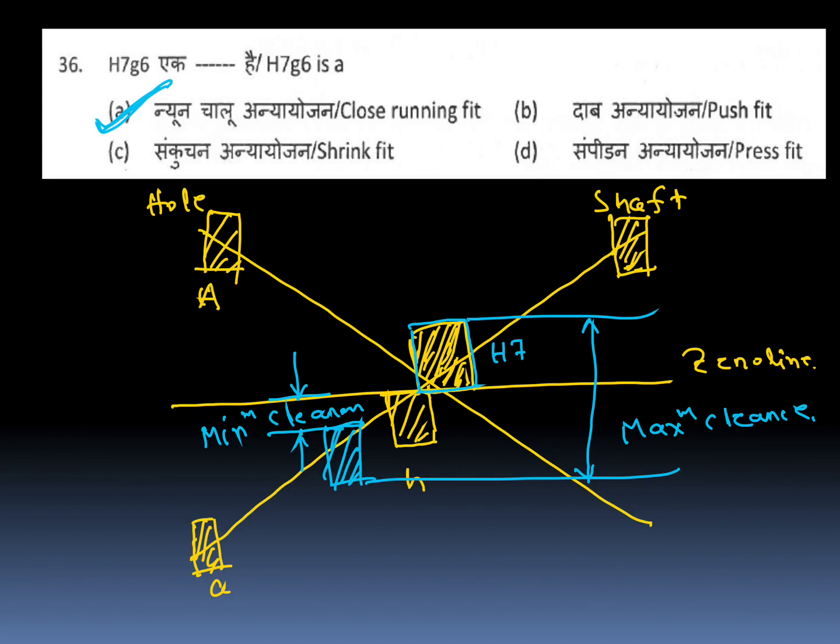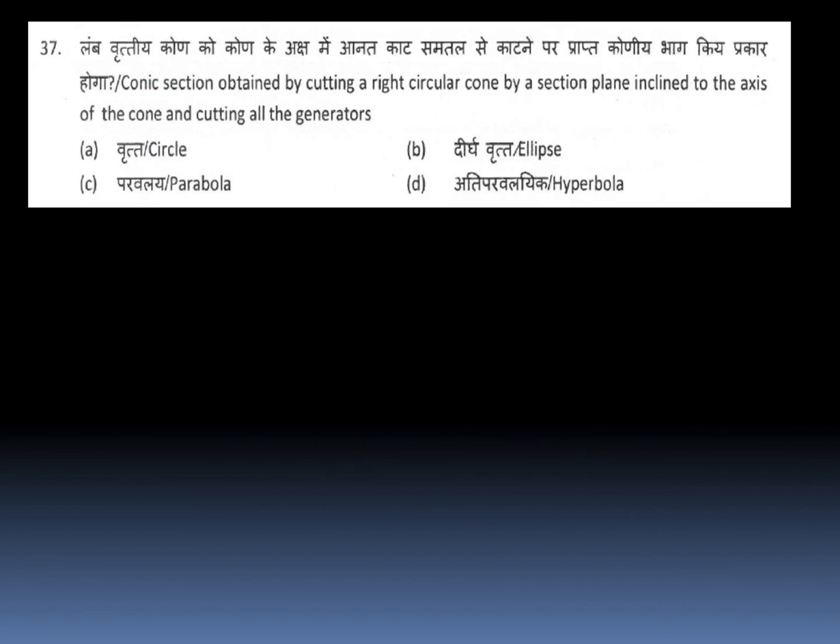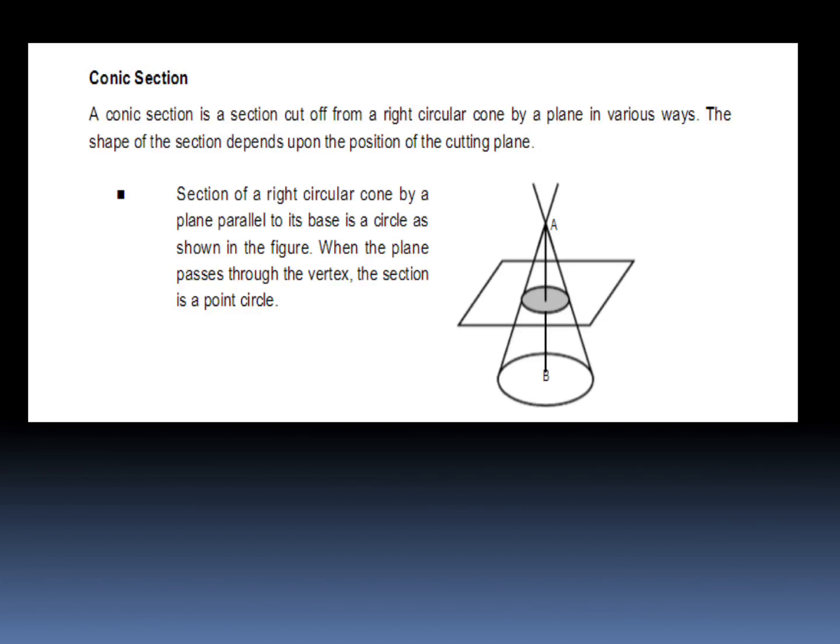Conic section obtained by cutting a right circular cone by a section plane inclined to the axis of the cone and cutting all the generators. So you are cutting a cone for different cases. We are cutting a right circular cone by a plane parallel to its base. This plane is parallel to its base plane. If you cut, you will get a circle here. This is a circle.